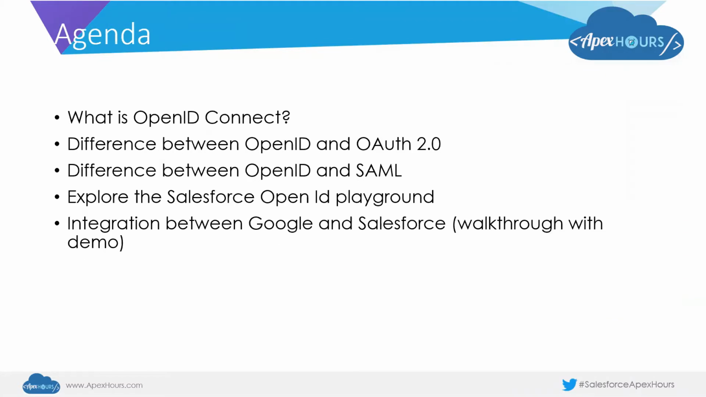So in today's session, we will be covering all the mentioned topics. We will start with what is OpenID Connect. Then we will drill down into the OpenID and OAuth differences. Slowly, we will move into OpenID and SAML differences. After that, we will be exploring two scenarios. One is the Salesforce OpenID playground that we have. And another scenario is where we will do an integration between Google, that is Gmail, and Salesforce.